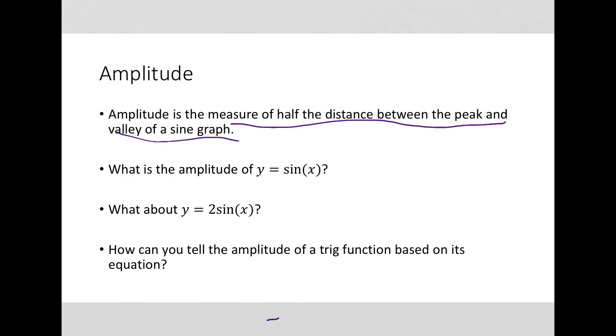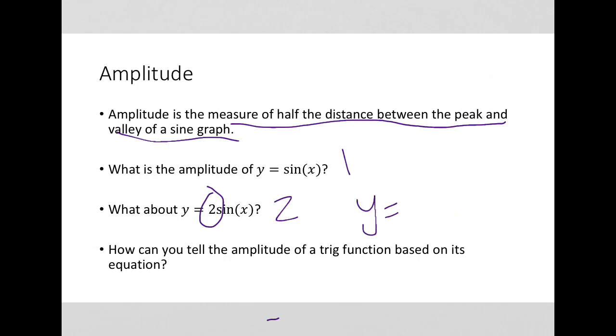What is the amplitude of sine x? Well, the normal amplitude is just 1. So what's the amplitude of 2 sine x? Well, it's 2 times the normal amplitude, which makes it 2. How can you tell the amplitude of a trig function based on its equation? Just look at that coefficient right there.